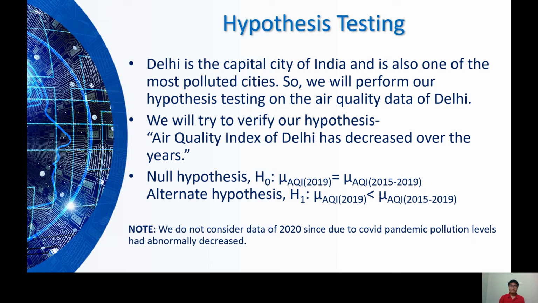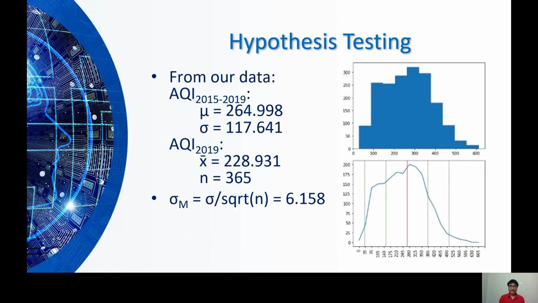So, our null hypothesis is that the mean AQI of 2019 is equal to the mean of the distribution over 2015 to 19, while our alternate hypothesis is to prove that 2019 AQI mean is less than the distribution mean. We do not consider data of 2020 since there has been an abnormal decrease in pollution levels since the COVID-19 pandemic. The following are the calculations for our hypothesis testing.